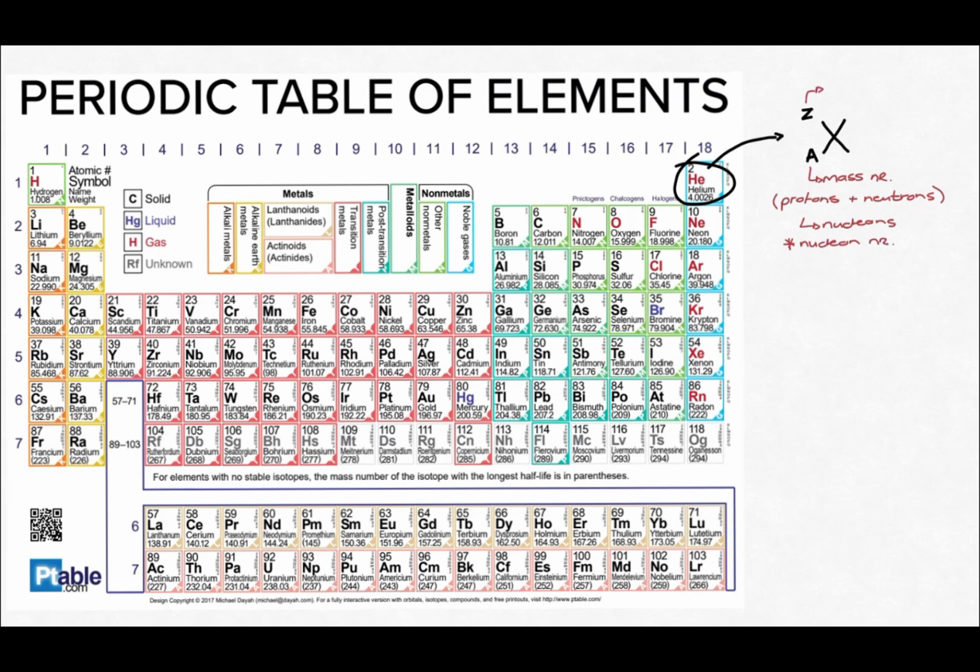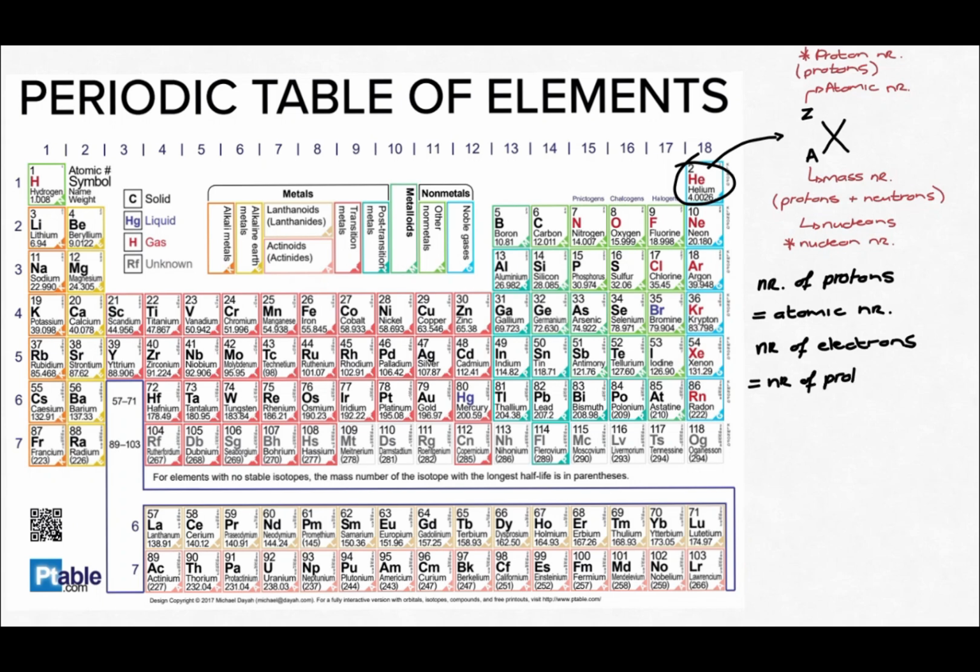Then we have the atomic number, here indicated as Z. The atomic number indicates the number of protons in the nucleus. This is why it can also be called the proton number. If we want to calculate the number of protons, we just write down the atomic number or proton number. To calculate the number of electrons, if it's a neutral substance, the number of electrons is equal to the number of protons.